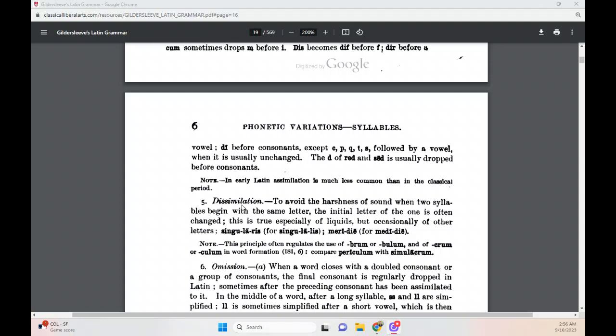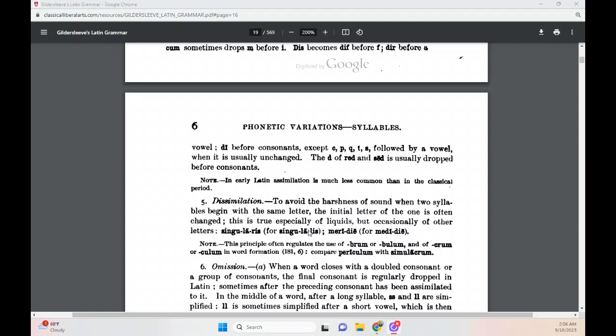Fifth, we have dissimilation. Like assimilation, we now have dissimilation. To avoid the harshness of sound when two syllables begin with the same letter, the initial letter of the one is often changed. This is true especially of liquids, but occasionally of other letters. So we see singulalis, we see the la, lis, they would actually be the same.